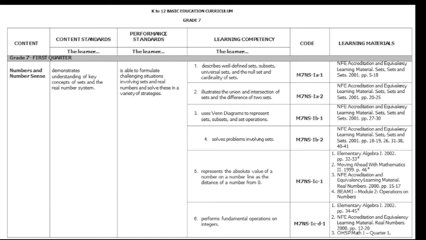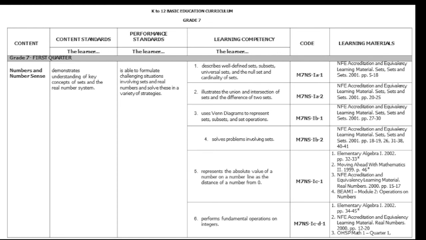Now, next is the code. Look at the code. The code is not just written there for you to mess up the curriculum guide. The assessors themselves, the principals, superintendents, and supervisors will really check if the code is aligned with what you construct in the curriculum map.